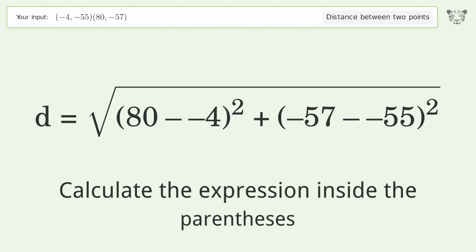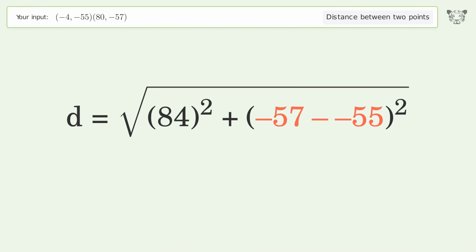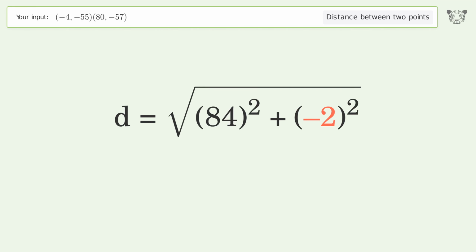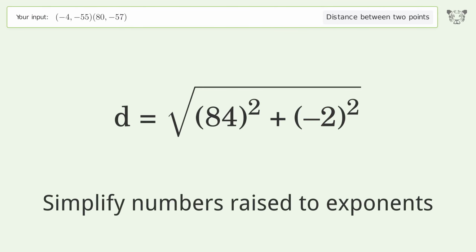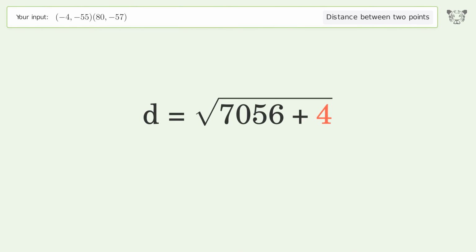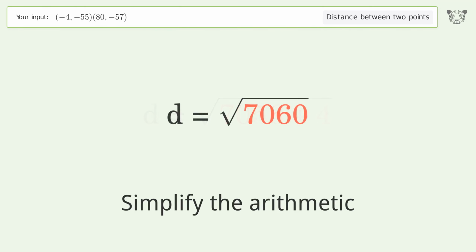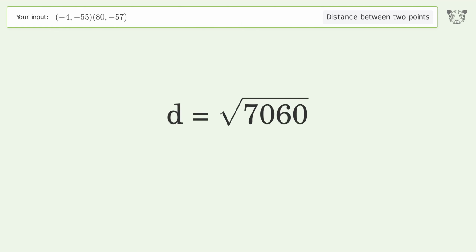Calculate the expression inside the parentheses. Simplify numbers raised to exponents. Simplify the arithmetic. And so the distance between the 2 points is the square root of 7,060, or 84.024.